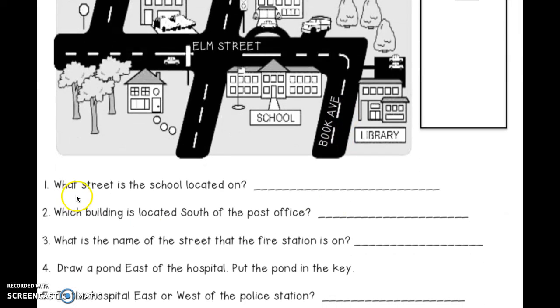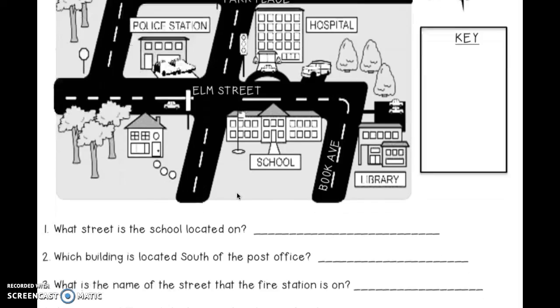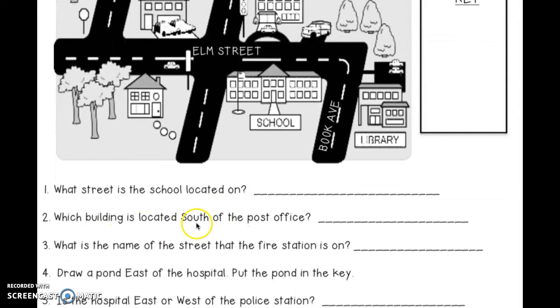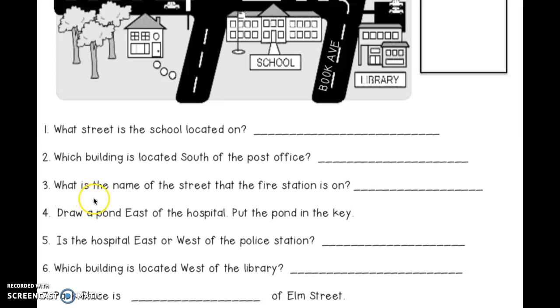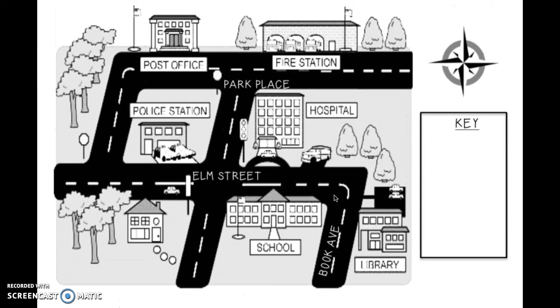Number 1 says, what street is the school located on? Number 2, which building is located south of the post office? So remember, you should have south somewhere on this compass rose. Number 3, what is the name of the street that the fire station is on? And you can be looking at your copy of the paper if this is going too fast for you.